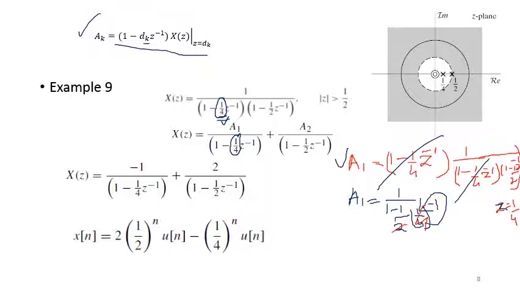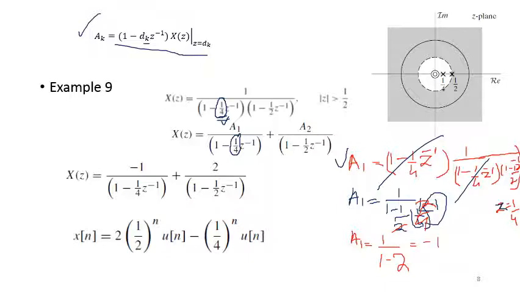So 2 ones are 2, twos are 2, so I get here 1 over 1 minus 1 into 2, 2, right? So A1 equals 1 over 1 minus 2. So 1 minus 2 is basically minus 1, and divided by 1 it is just minus 1.